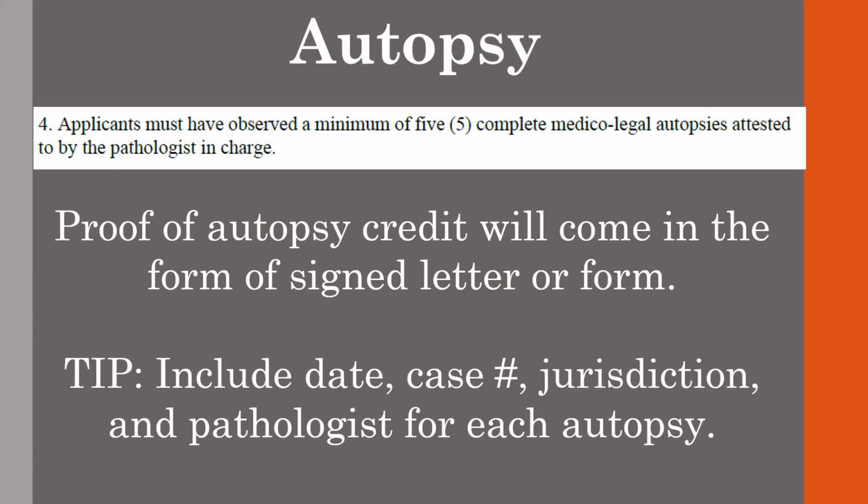The next category of requirements is the autopsy requirement. You'll see here that you have to have 5 completed autopsies, and that basically means you have to observe them, and that is going to come in proof of a letter signed by somebody from the agency at which you observed the autopsies. They're going to want the date, the case number, the jurisdiction, and the pathologist, if possible, for each autopsy.